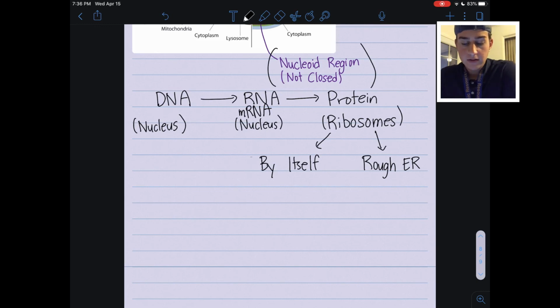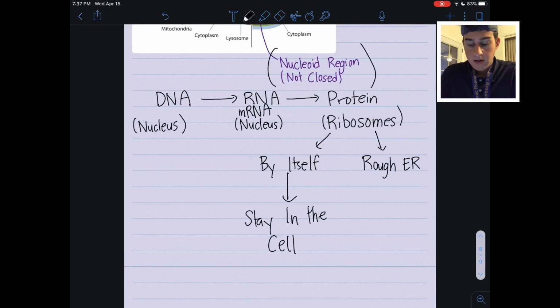So if it's by itself, that means the protein is going to actually stay inside the cell. And if the mRNA goes to ribosomes on the rough ER, the rough ER is going to transfer it to the Golgi apparatus, and the Golgi apparatus is going to transfer the protein outside the cell.